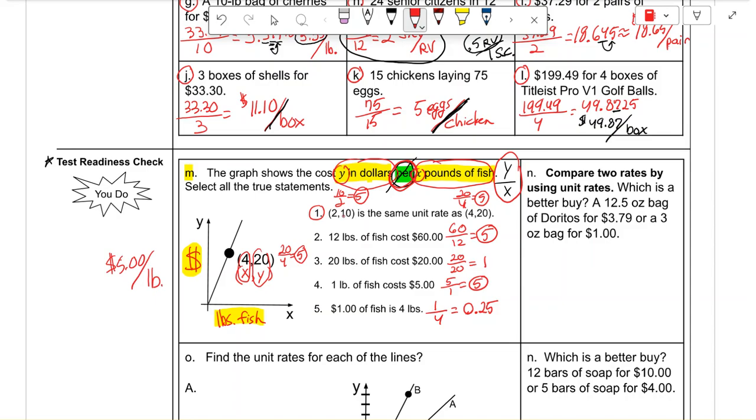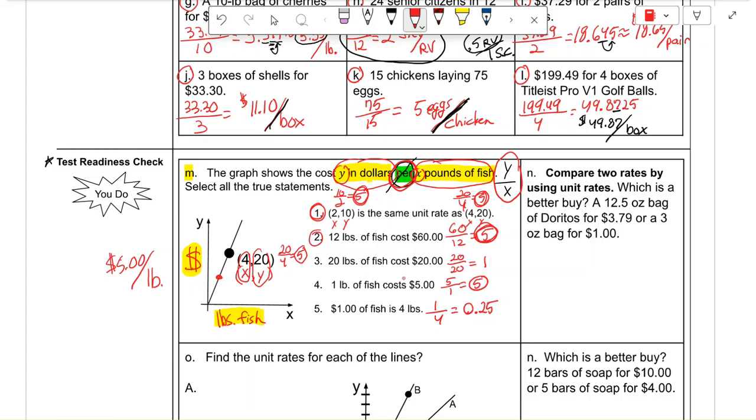All right, so let's take a look at this first one. Let's say (2, 10) is the same unit rate as (4, 20). Well, (2, 10) would have been about right here. And you put the 10 on top, that's the Y divided by the X. And 10 divided by 2 is 5, so that is. And this one, we already know. 20 divided by 4 is 5, so this is a good one. The next one, 12 pounds of fish costs $60. 60 divided by 12 is 5. Okay, so that's another good one.